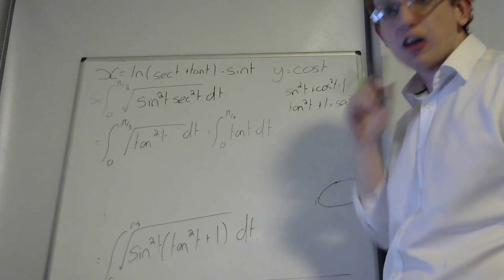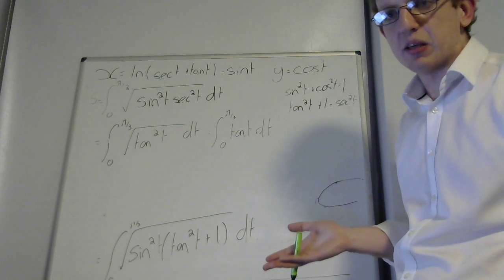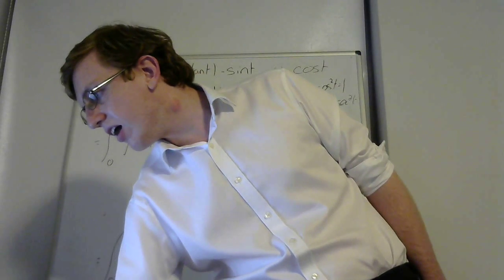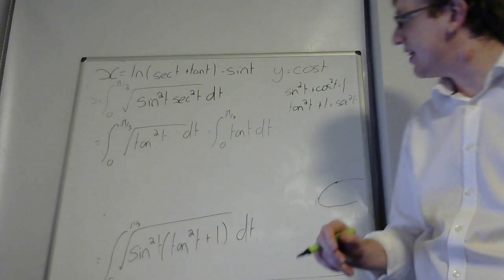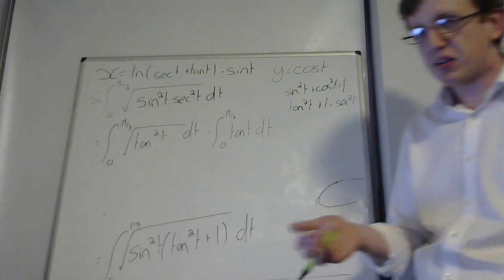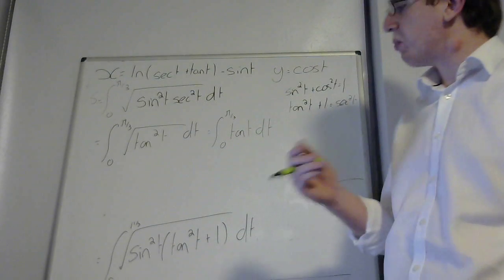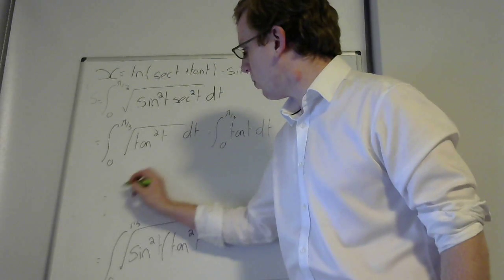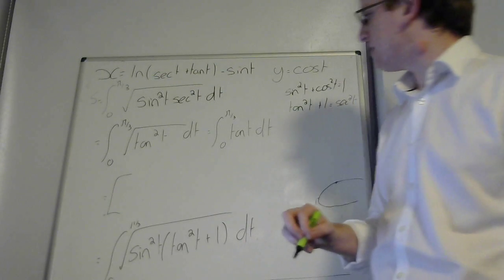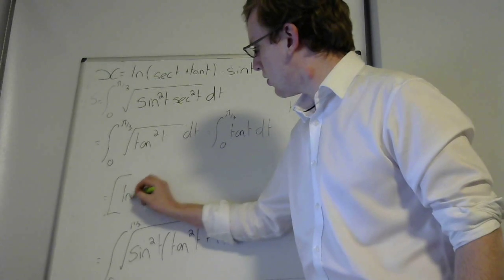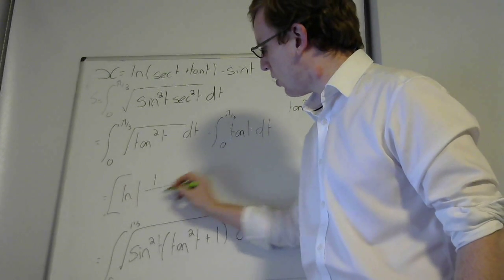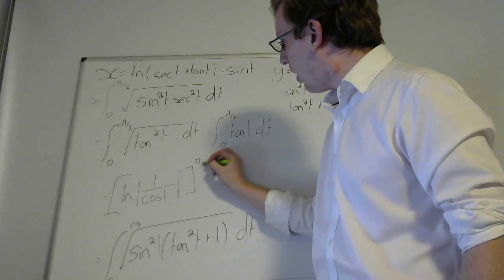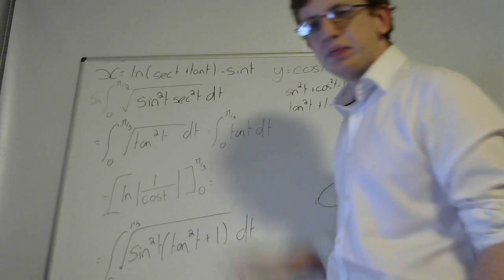What's the integral of tan? I've got no idea. Why are you asking me? Let's go to the formula booklet. Integral of tan is ln, great, we want a ln, ln of the modulus of sec, which is 1 over cos. So we want square brackets now because we have integrated. Ln of the modulus of 1 over cos t between pi on 3 and 0.